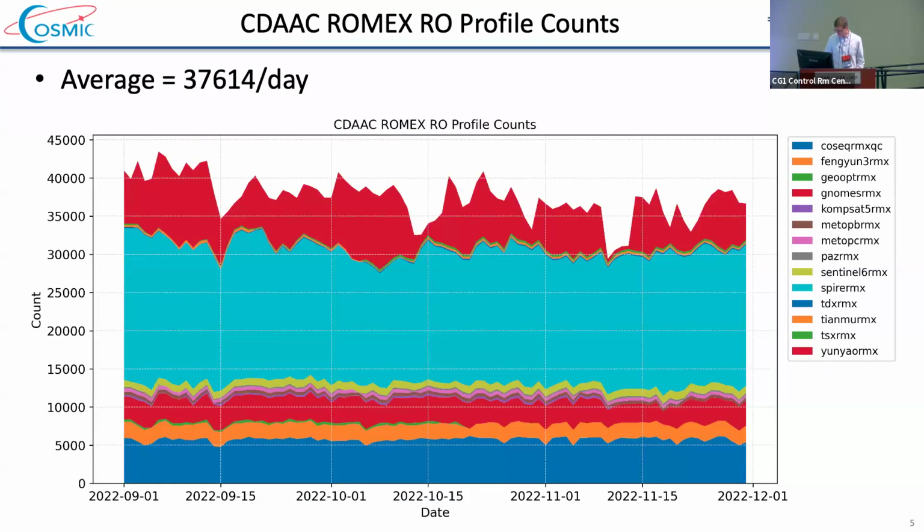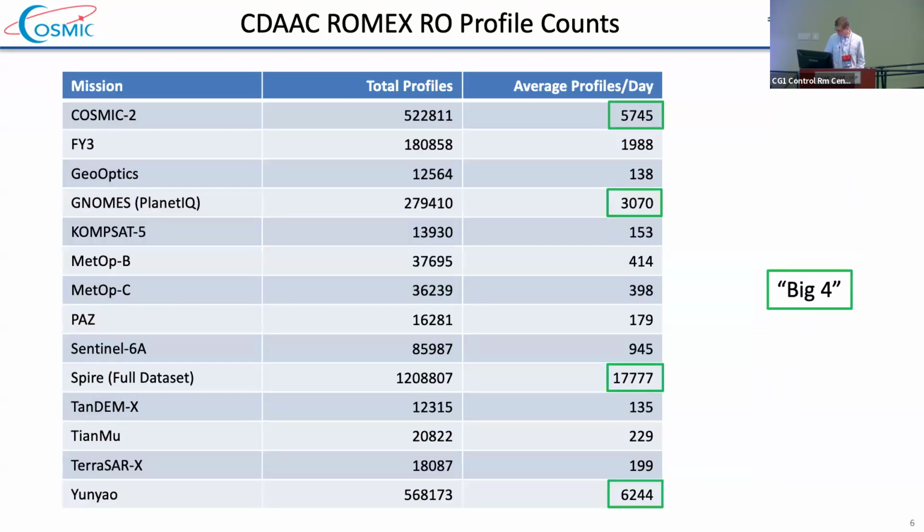You've seen a version or two of this before. This is our data set on our servers. This should be very close to what everyone else has. This is before QC, so I think this average number is a little bit higher than what we saw in one of the earlier talks, but that should explain that difference. And this is just broken down by mission. What I'll call the big four, and I'll show some plots for those, are COSMIC-2, Planet IQ, Spire, and Yunyao. So I'll do some comparisons for those.